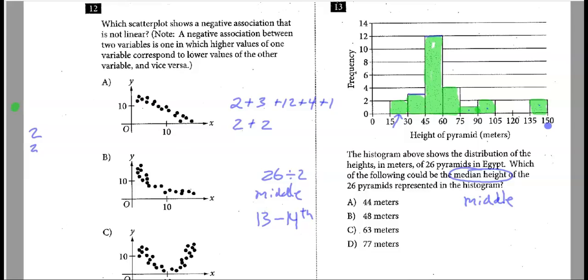Well, let's see where that would occur. So there's 2 here, there's 3 here, we're up to 5. Well, now after this one right here, that's 17 pyramids right there. This batch right here is 17 pyramids. So the 13th and 14th pyramid is going to occur in this interval. So it looks like we need to find a number between 45 and 60. So the correct answer there is 48. So our middle pyramid, when we line them up by height, is going to be somewhere within that range.